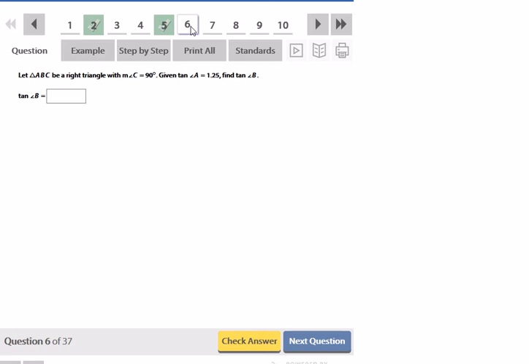Okay, let ABC be a right triangle. Measure of angle C is 90. Given that tangent A is 1.25, find the tangent of angle B. Well, we just saw in the last one that the tangents are reciprocals of each other. So tangent of angle B would be just 1 over 1.25, instead of 1.25 over 1.